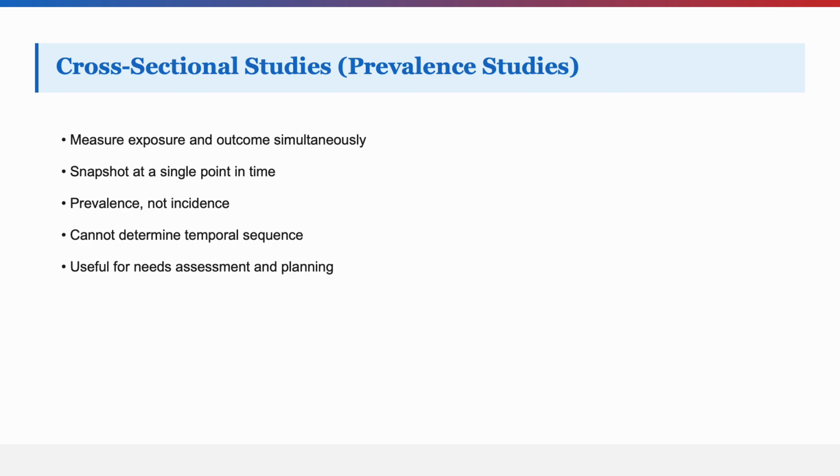For healthcare managers, cross-sectional studies are invaluable for needs assessment. What is the burden of disease in your catchment area? What health behaviors need attention? What services are being utilized? This information drives planning. But don't overinterpret cross-sectional associations as causal. An association between income and health status doesn't tell us that poverty causes poor health, though it might. Other designs are needed for causal inference.